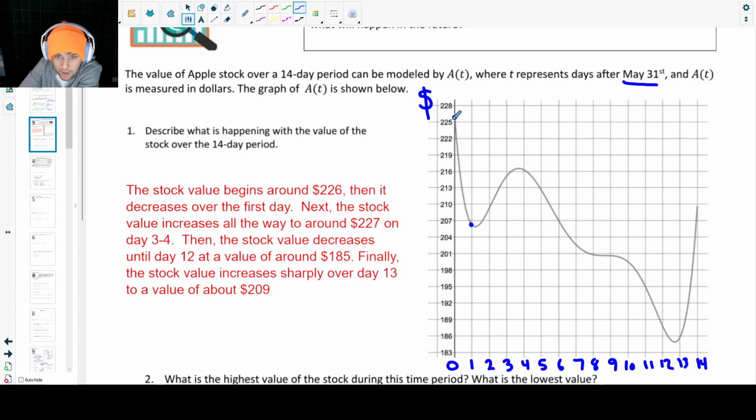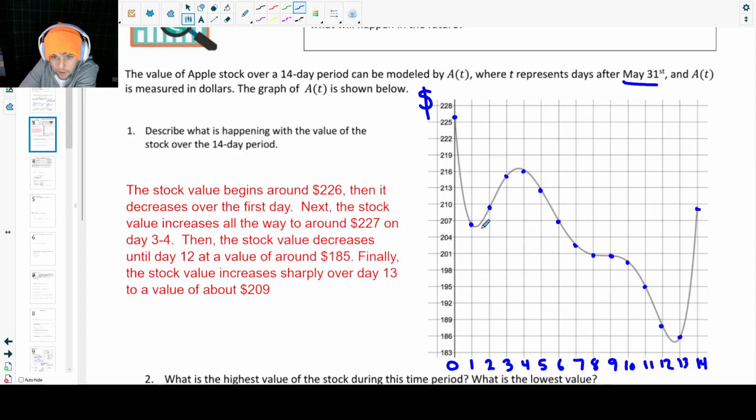Day 0 is where our interval starts. Then day 1 is the end of the first day, the end of the second day, end of the third day, end of the fourth, end of the fifth, end of the sixth, and so on. I'll just make these points here so we can talk about it a little more clearly. And yeah, finally, okay. Next, the stock value increases.